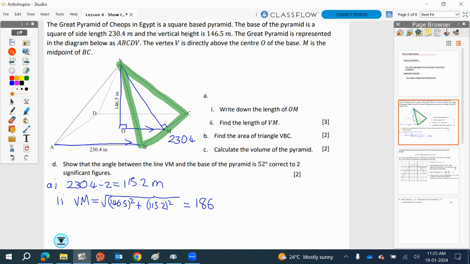So the area is going to be a half times 186 times 230.4. What do you get as your answer? Is it 21,127?